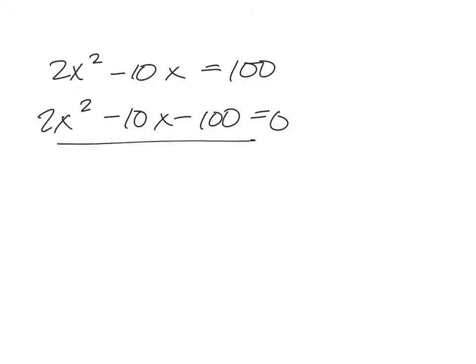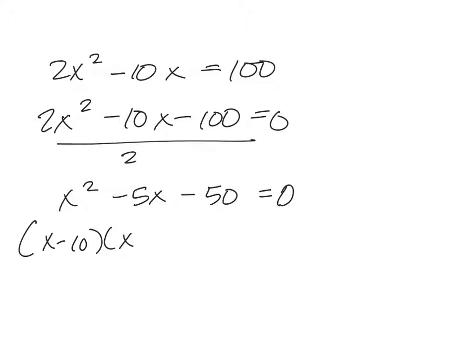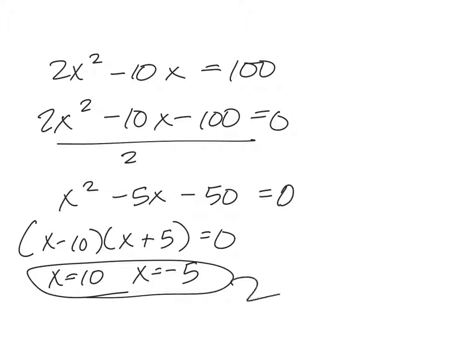Now I'm going to divide everything by 2. So that gives me x squared minus 5x minus 50 equals 0. Okay, factor it: (x minus 10)(x plus 5) equals 0. Therefore, x equals 10 or x equals negative 5. Okay, these are my two possible solutions, but I need to check them. So x equals 10 or x equals negative 5.